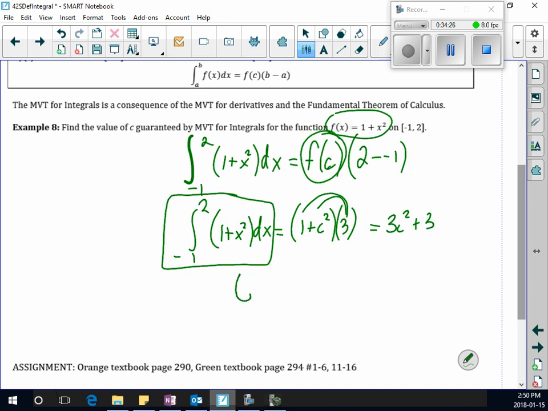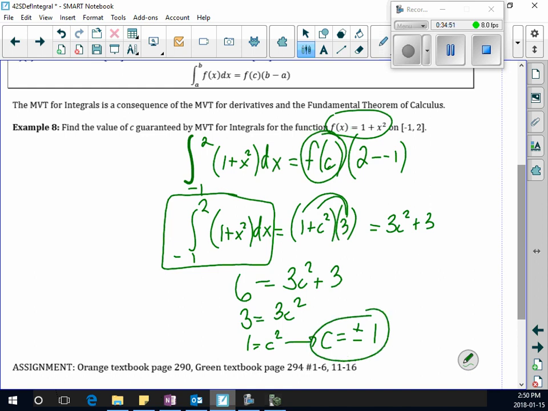6. So 6 equals 3c squared plus 3. So 3 equals 3c squared. So 1 equals c squared. So yes, you're square rooting it, so you should get plus or minus 1. And look at your upper and lower bounds. Could you include both negative 1 and positive 1? Yeah, you can. So there is the c. All right.